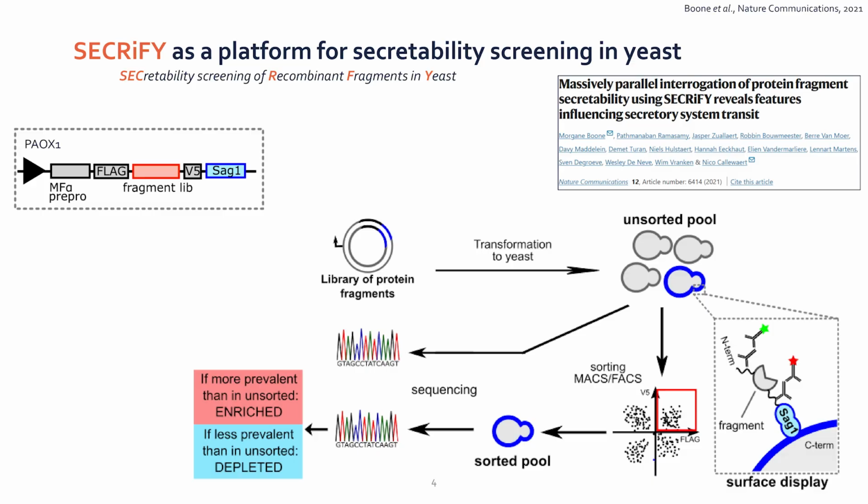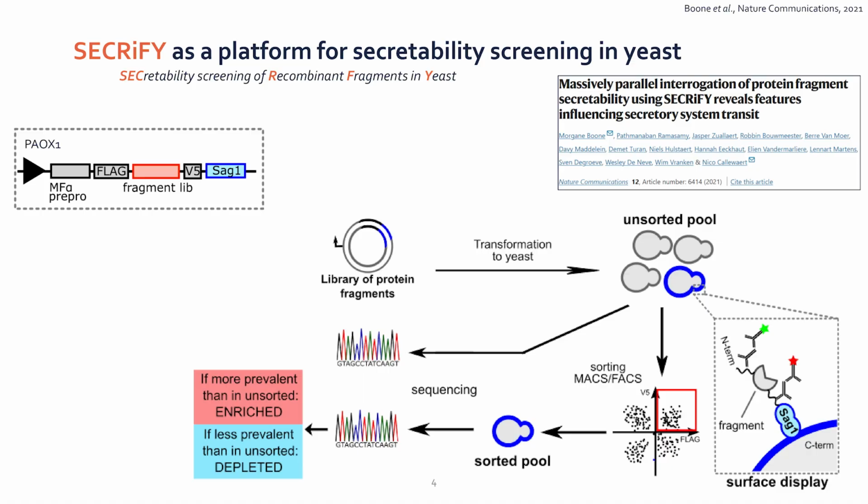So in the upper left corner, you can see our vector design. In red, you have your library of interest. We are using a fragment library, but you can put any kinds of proteins in there. And then you can also see the vector context that we are using at the moment. We're working with the AOX1 promoter and the mating factor alpha as a secretion leader, but of course you can change this vector to your liking. Then we also have an N-terminal FLAG tag and a C-terminal V5 tag for detection purposes.